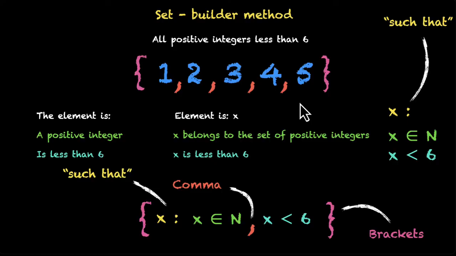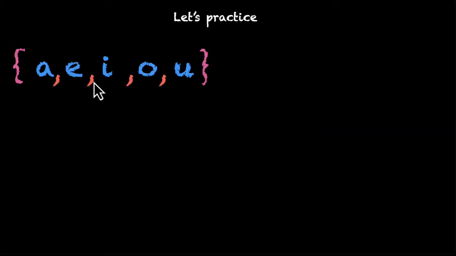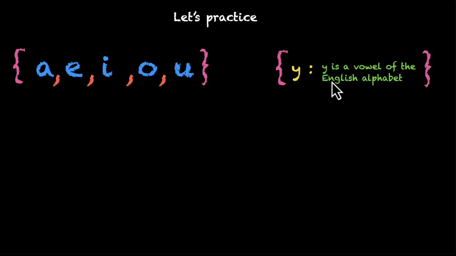Let's do a few examples. A, E, I, O, U. That's your answer. What's the question? Well, the question is, you're looking for all y's, and you can use any variable here, but you're looking for all y's such that y is a vowel of the English alphabet. Finally, y is not a vowel of the English alphabet.